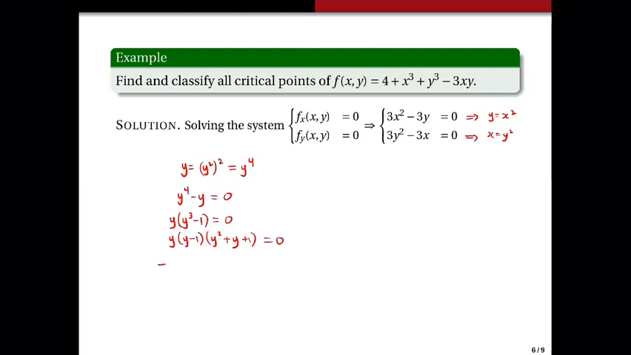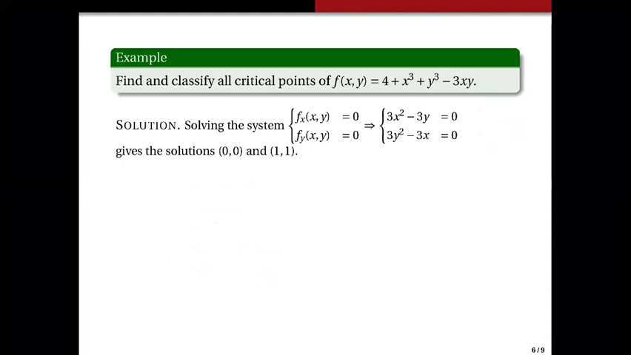So what you will get from here is that y equals 0 or y minus 1 equals 0. And this y minus 1 equals 0 means y equals 1. And therefore, you have y equals 0 and y equals 1. All you need to do is to substitute into any of these equations here. Okay, and then you will end up with the following solutions. So you will have (0, 0) and (1, 1).